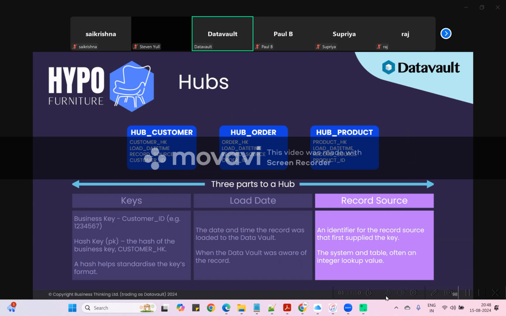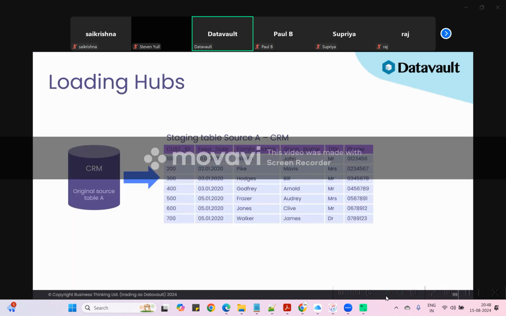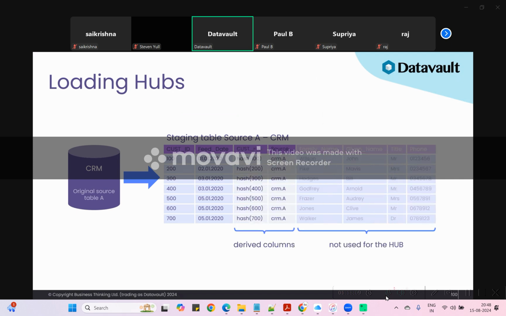So in every hub, there's only 1 column that's come from the source data, and the other 3 columns are derived in the view before loading. So let's have a look. We've got source data from CRM. Here's the data. What we're going to do is add these additional columns in the view, and then pick the 4 columns we need to feed across to the target hub.